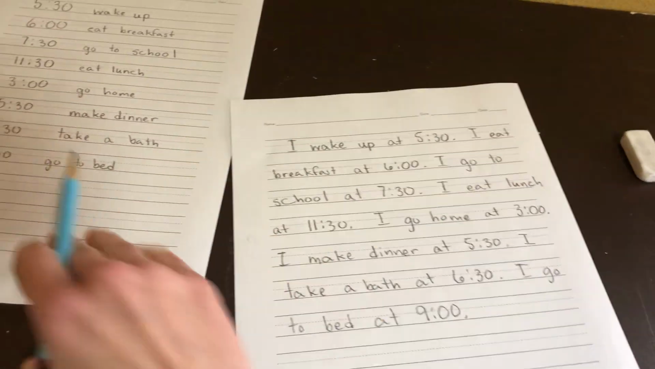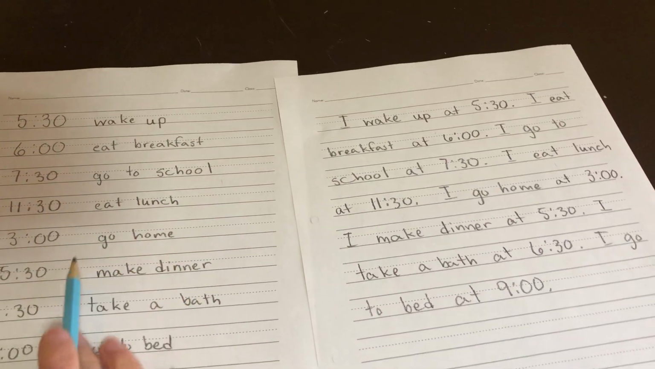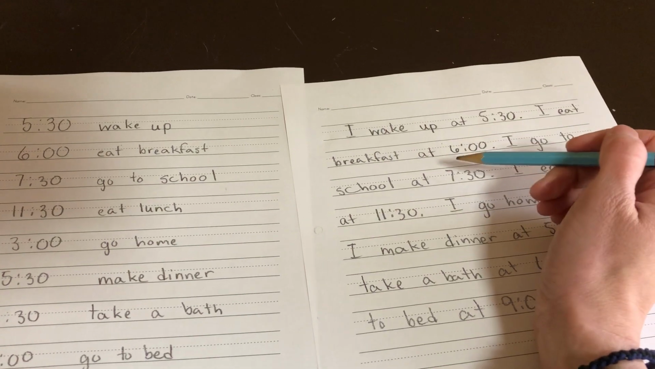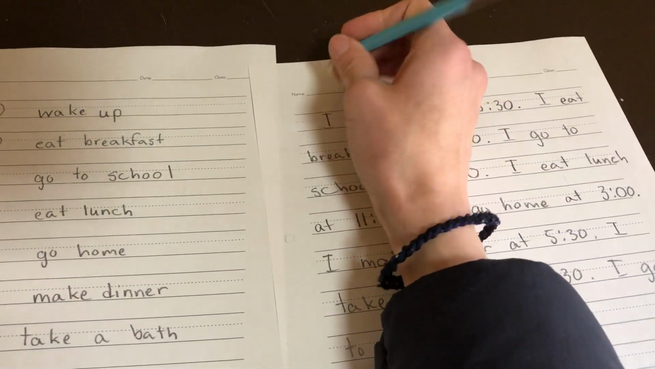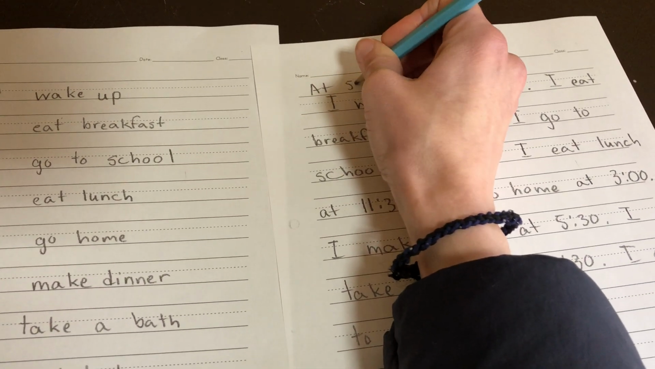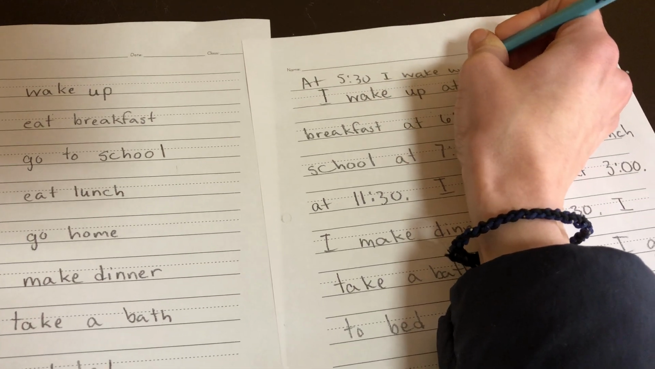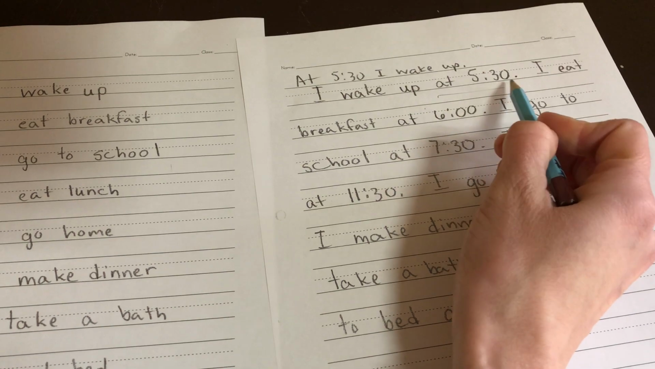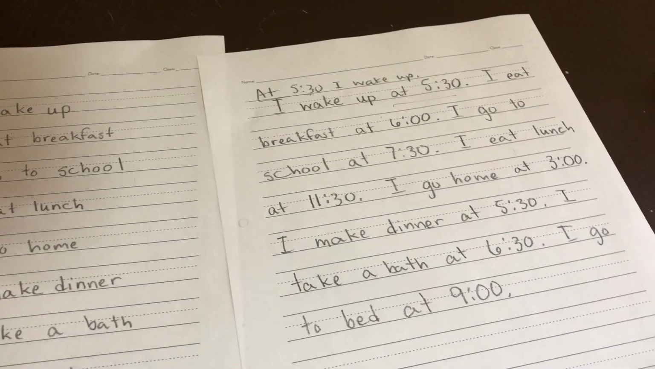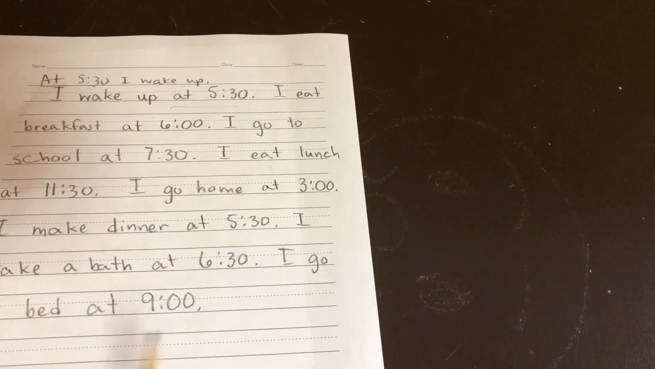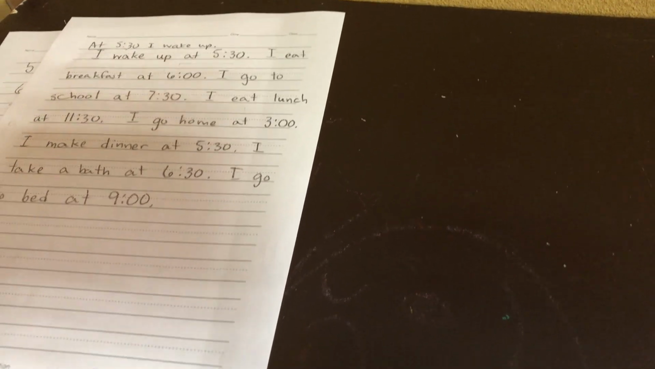And if you notice, the only difference between this and this is I put I in front of everything, and then I put at the time. So really, it shouldn't be too hard to make sentences. And if you want, you can actually switch this. You can write at 5:30, I wake up. So you can either have the at 5:30 at the end, or you can have the at 5:30 in the beginning. Either way is okay. Now, let's upgrade this even more. So that would be our start to our simple writing.